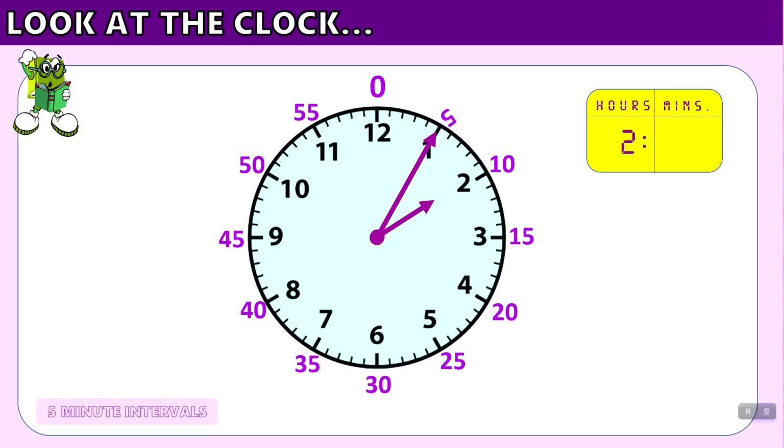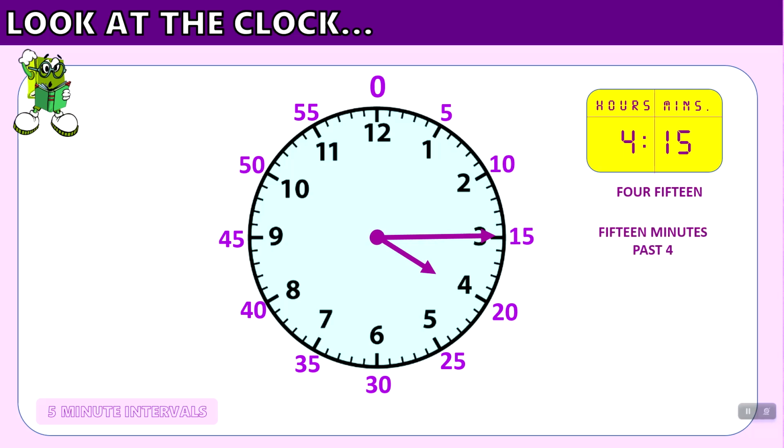And so the time is 2:05, 5 minutes past 2. Let's take a look at this. The shorthand is on the 4, so we know it is 4 something. And the long hand is on the 3. We know that the 3 means 15 minutes. And so our time is 4:15, or we can say 15 minutes past 4.